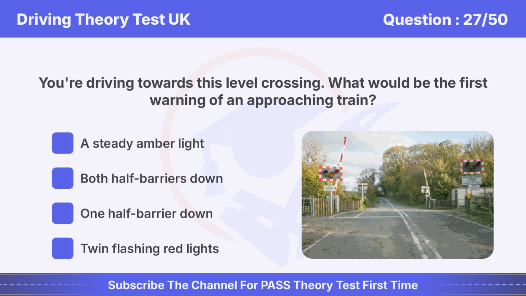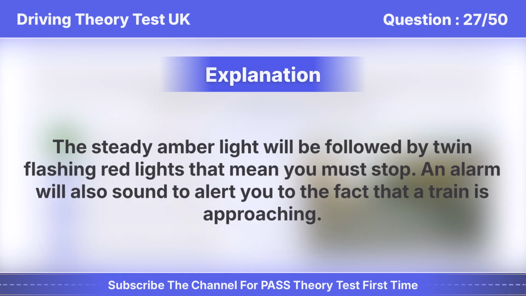Question 27. You're driving towards this level crossing. What would be the first warning of an approaching train? Answer is A. A steady amber light. The steady amber light will be followed by twin flashing red lights that mean you must stop. An alarm will also sound to alert you to the fact that a train is approaching.